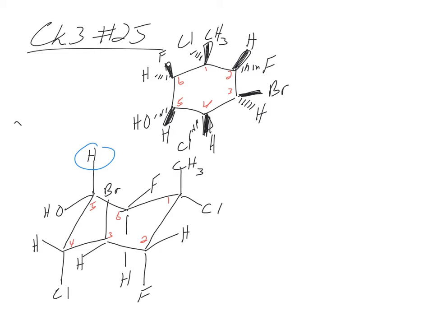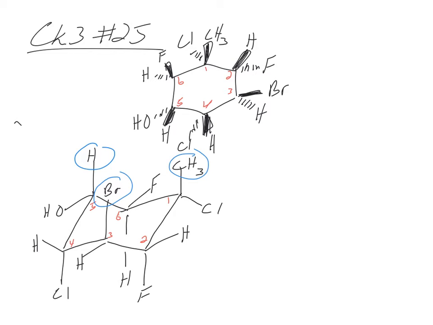And what else is axial and up? The bromine is also axial and up. So those three things, right? These three things are all having a diaxial interaction, right? That's bad, right? You don't want that to happen, right? So you want to minimize those. So perhaps in this case, right, if I looked at all these substituents, which one's the biggest?